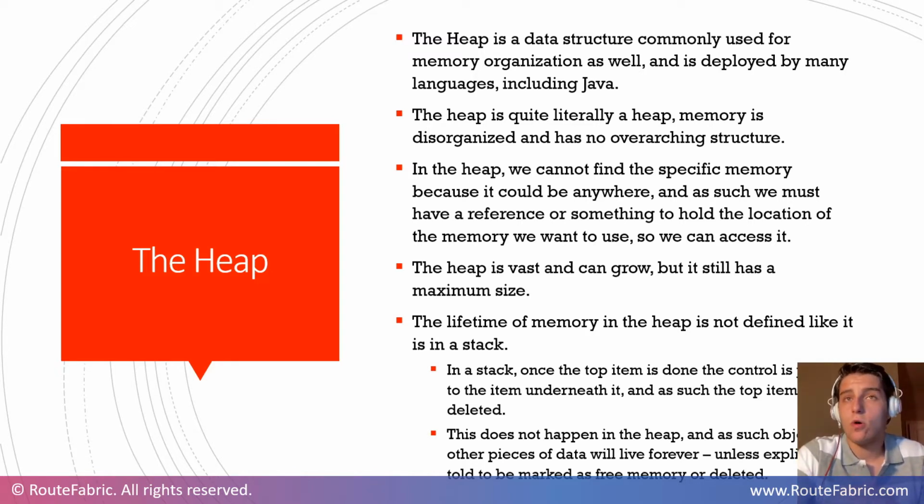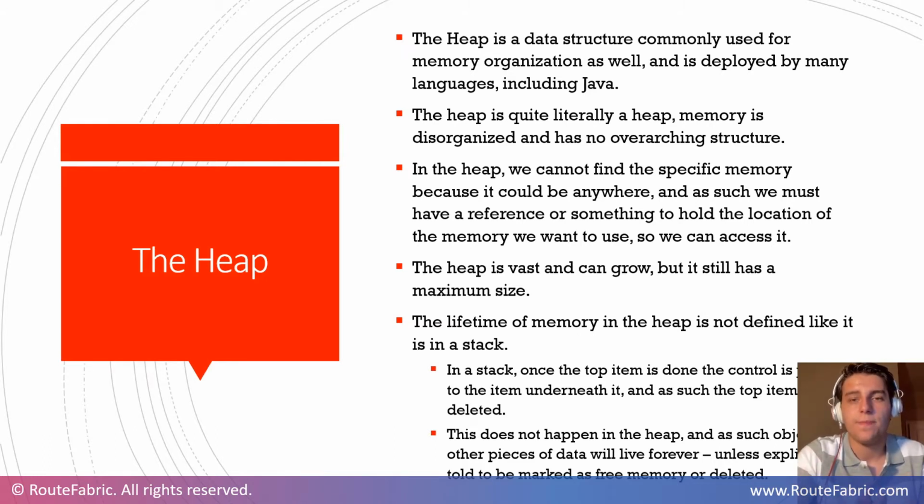Because there's no organization to it, like there is in a stack, which is organized up and down, in the heap there's no organization. This means that we cannot find the specific memory because it could be anywhere. So we can't say something like, oh, go this far into the heap or execute the first thing in the heap, because there is no first. As such, in order to use data that we have in the heap, we must have a reference, or something that holds the location of the memory we want to use, so we can access it. If we have something stored in the heap, whatever it may be, in order to access it, we need to know where it is so we can hold the location of it.